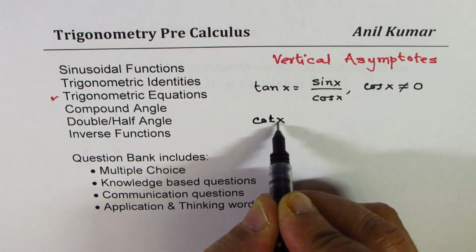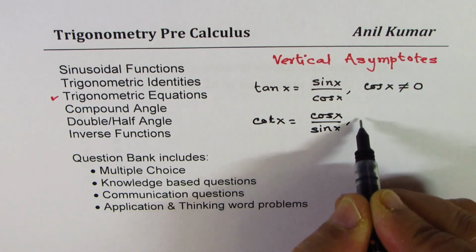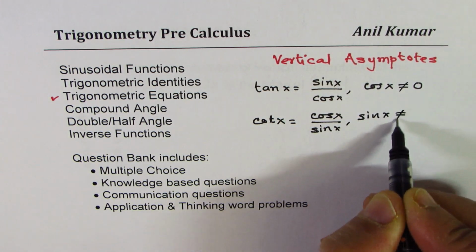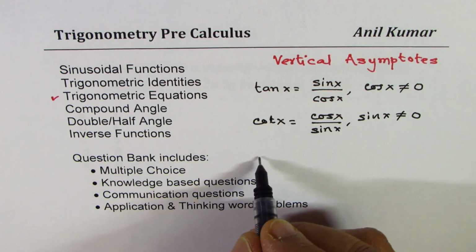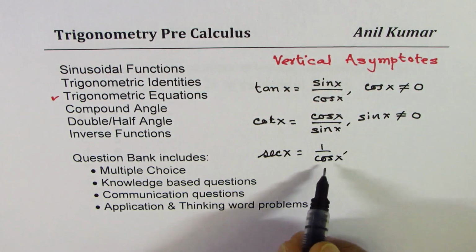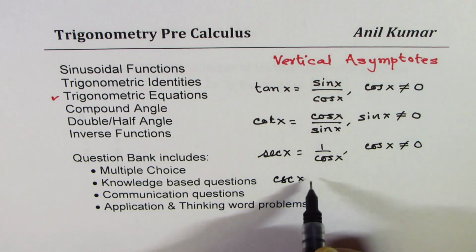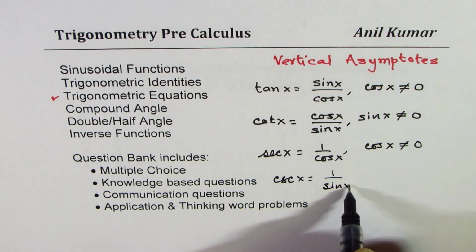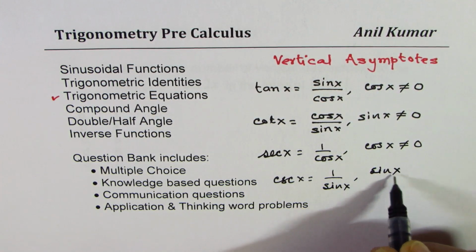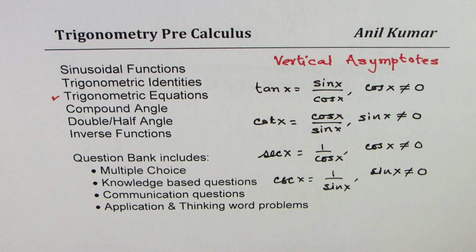For the cotangent function cot x, which is cos x over sin x, sin x is not equal to 0, right? For the reciprocal functions like secant x, which is equal to 1 over cos x, again cos x is not equal to 0. For the cosecant function, which is 1 over sin x, sin x is not equal to 0. Perfect. So basically you see that sin x and cos x zeros will cause vertical asymptotes for such functions, right?